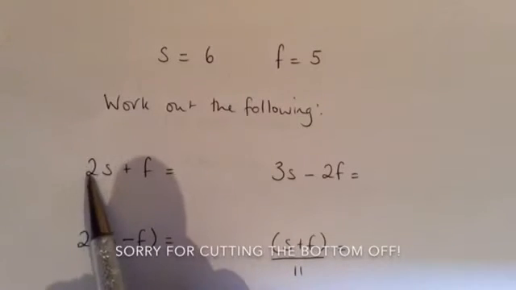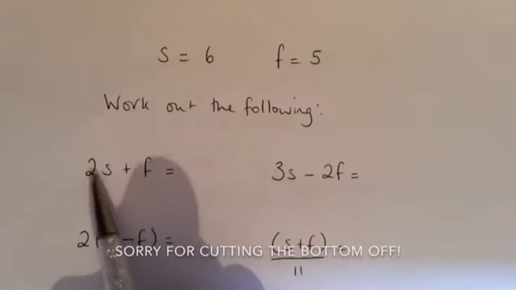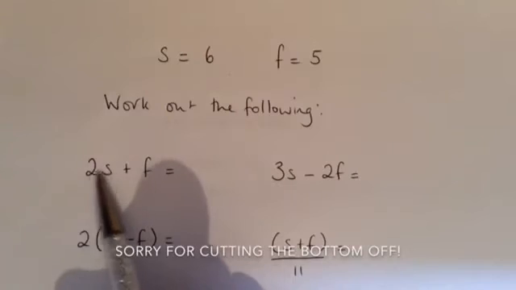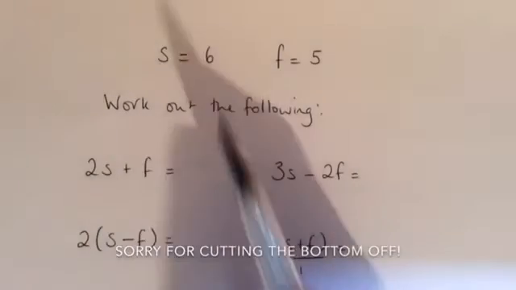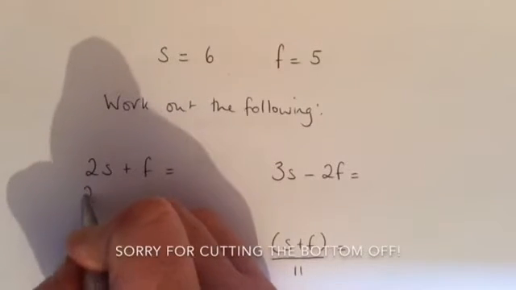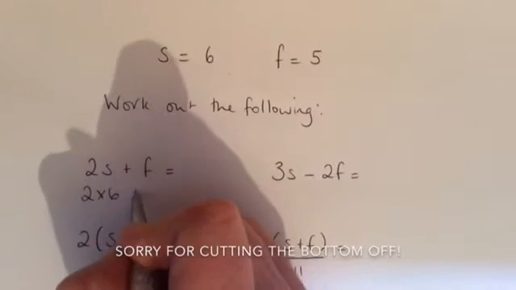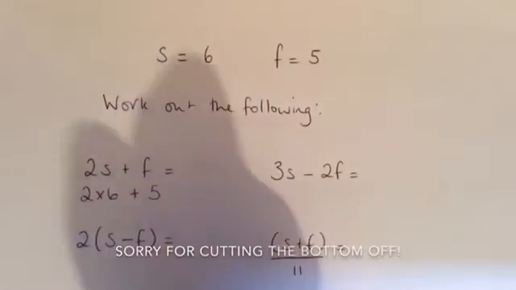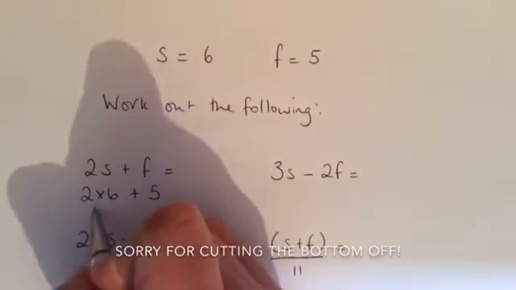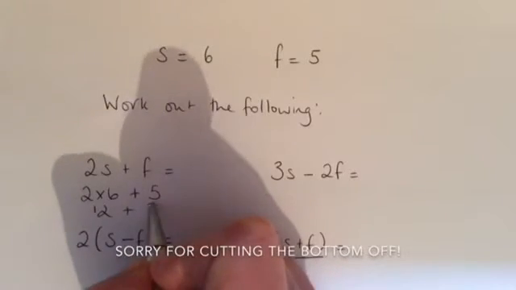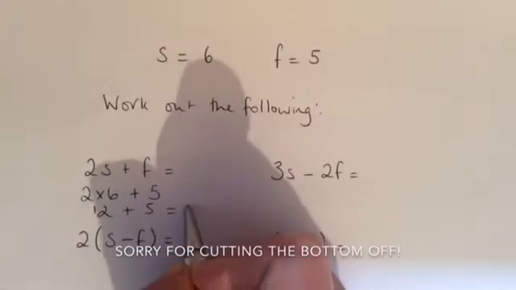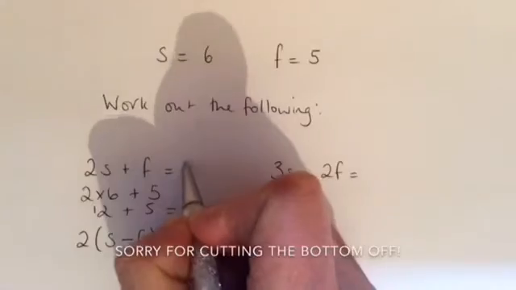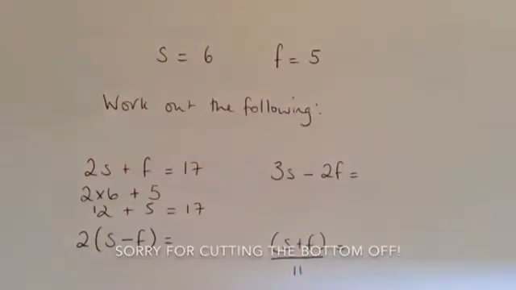So look at the first one then. It's asking us to do 2S plus F. We know from our previous work that when the number is right next to the letter, that means times. So we've got to do 2 times S, so 2 times 6, plus F, which is 5. Okay, and 2 times 6 is 12, plus 5 equals 17. So our answer to this expression is 17.